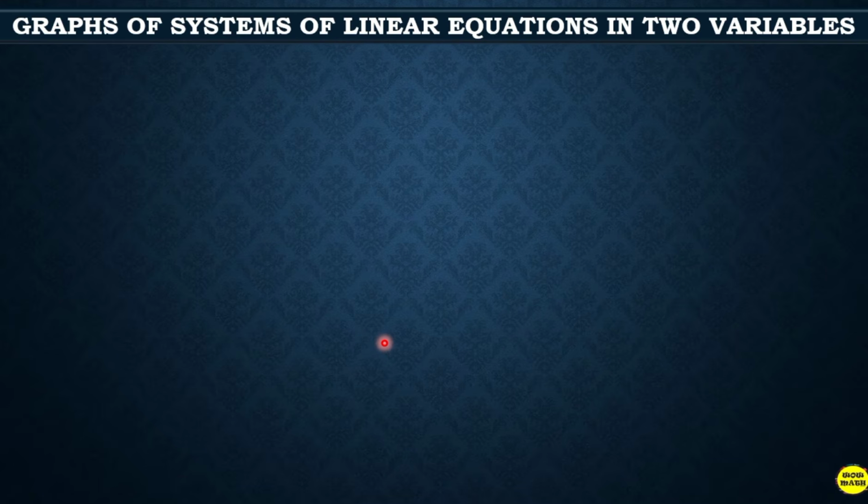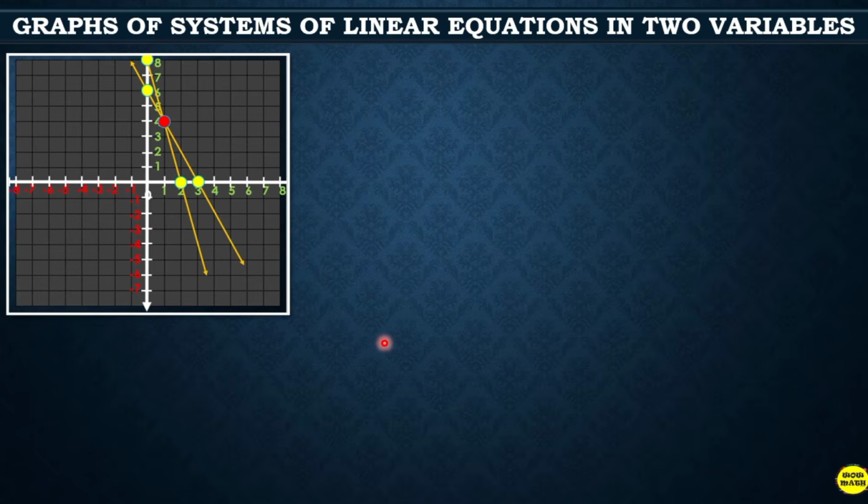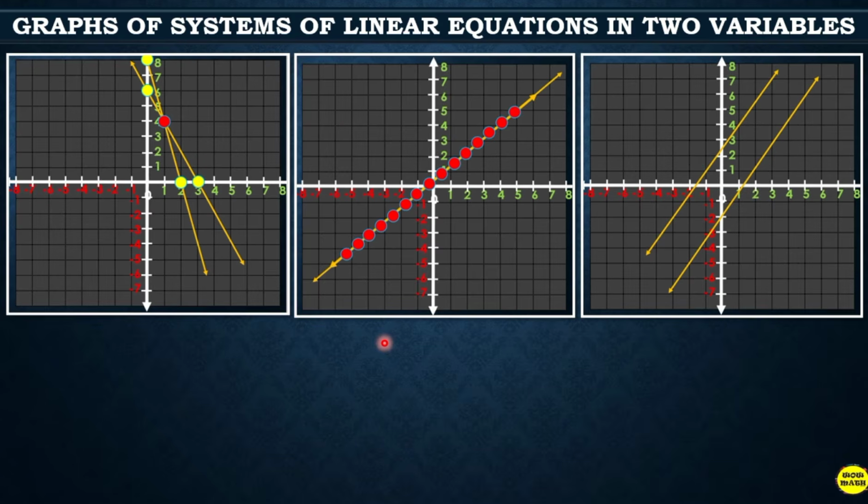Hindi pwedeng yung isang equation mo, ginraph mo dito sa isang Cartesian, and then yung isang equation mo, ginraph mo sa isang ibang Cartesian plane. Hindi po. Kapag system, since they are together, i-graph mo siya sa isang Cartesian plane lang po. Okay? Now, kapag ginagraph natin ang system of linear equations, we will have three kinds of graph.